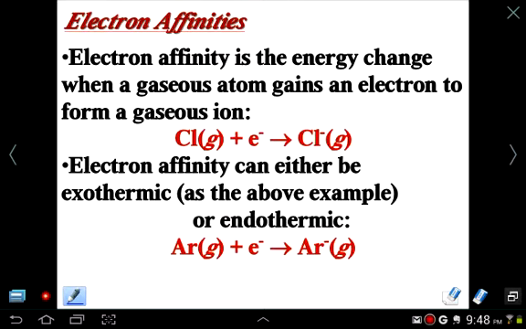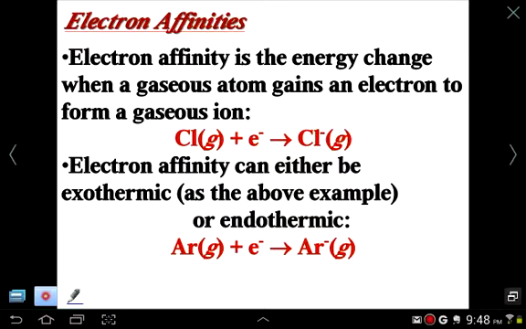The last trend we'll talk about here will then be something called electron affinity. Now let's define this just like we've defined the previous one. Electron affinity is the energy change when a gaseous atom gains an electron. So whereas ionization energy looked at losing an electron, electron affinity looks at gaining the electron. And essentially whenever you give an electron to an atom, it becomes more stable, especially with nonmetals.